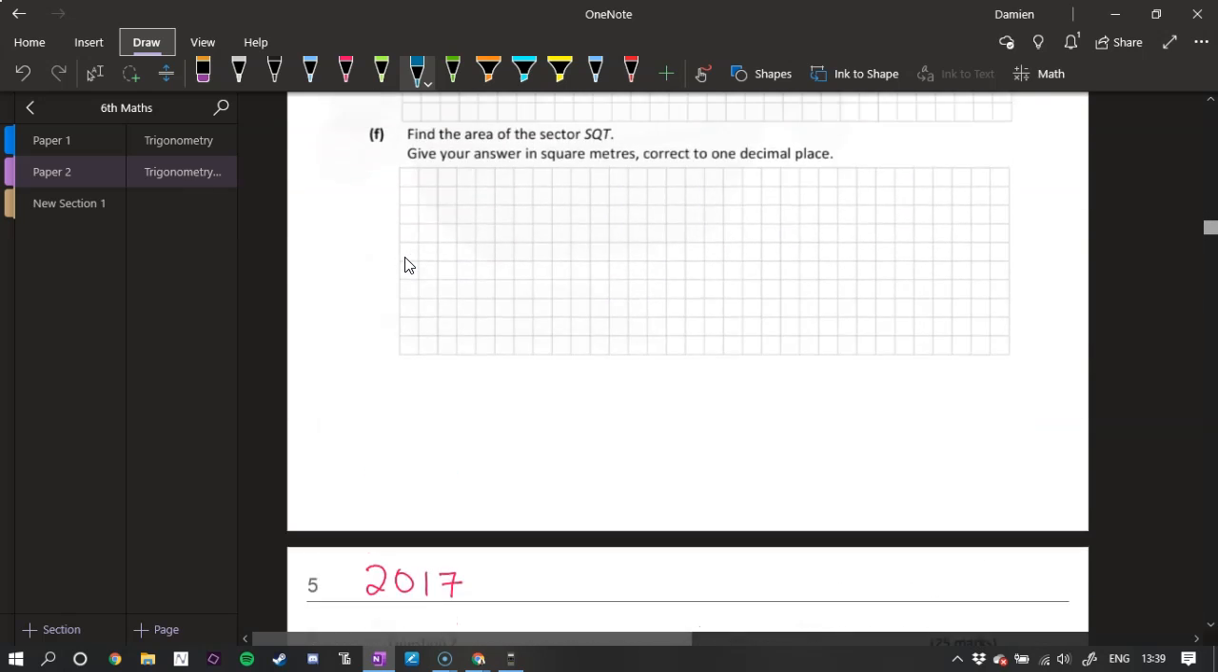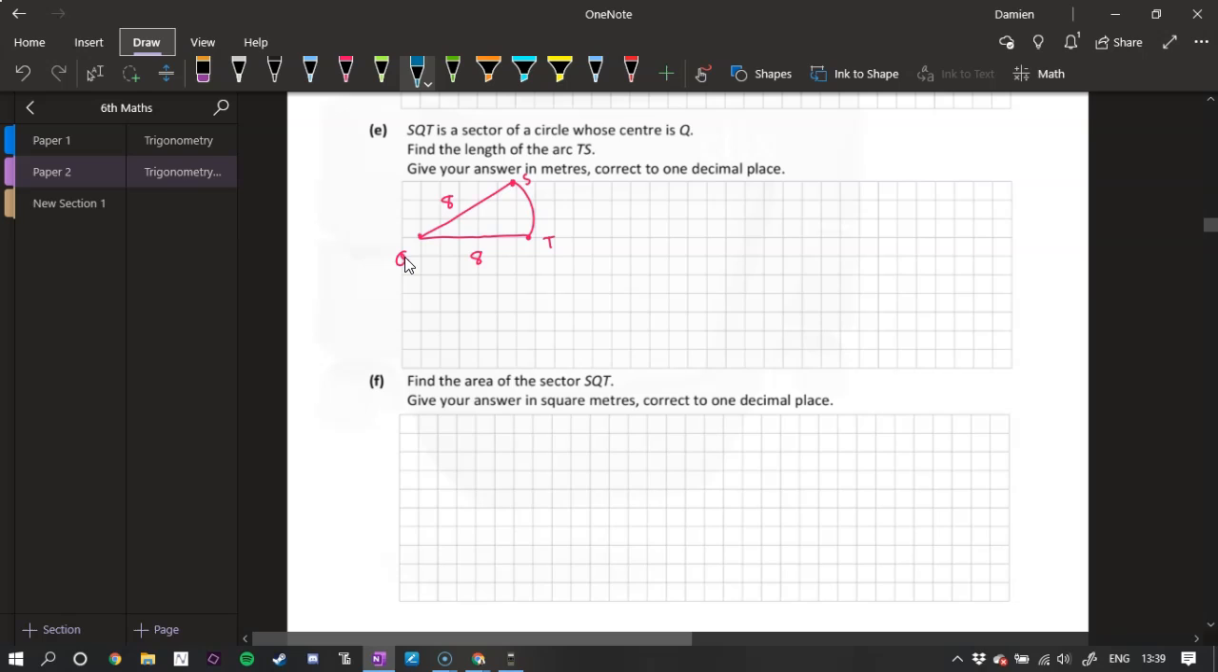So if we go back down here we can see that SQT is a sector of a circle whose center is Q. Find the length of the arc TS. So we want to find the length of this particular part. Now, whenever you're dealing with the length of a circle or a sector of a circle, it is always circumference. The circumference of a full circle is 2 pi r, but we're not dealing with a full circle. We're only dealing with a certain amount of it. So how much of it are we actually dealing with? We normally put the amount of degrees over 360. So what we need to find out is how many degrees that is.